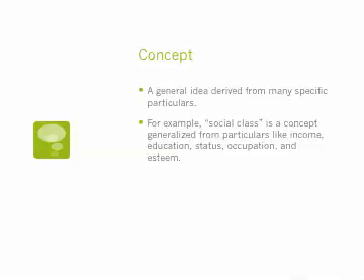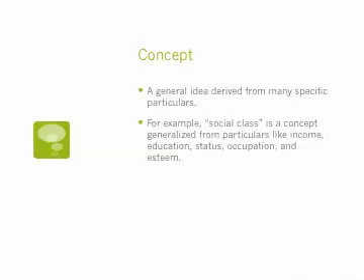Other important concepts for scientific theory are the idea of a concept in general, right? It's a general idea derived from many specific particulars. So we have these particular instances and we can try to craft some kind of general idea from them. So one example is social class, right? It's something that we're familiar with, but it's generalized from particulars like income, education, status, occupation, and esteem, right?